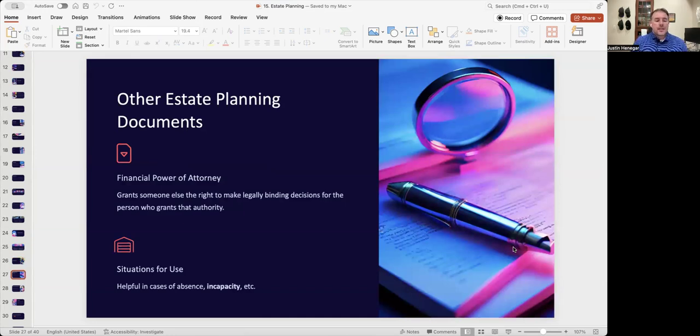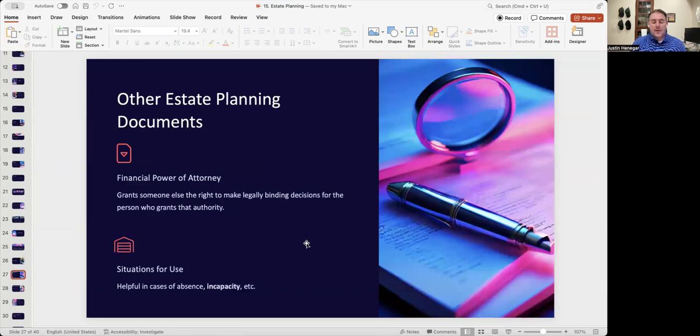A couple of other things to be mindful of are things like power of attorney. A power of attorney basically means that I, as the principal, will give someone else the authority to act on my behalf. And in many cases, this is used for financial transactions.